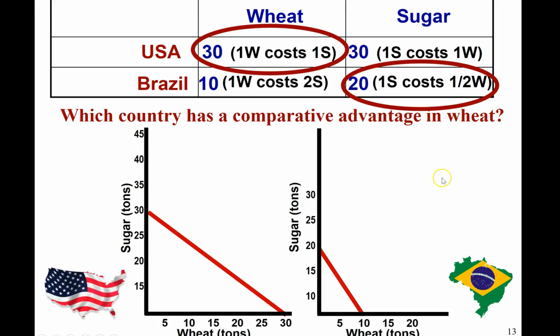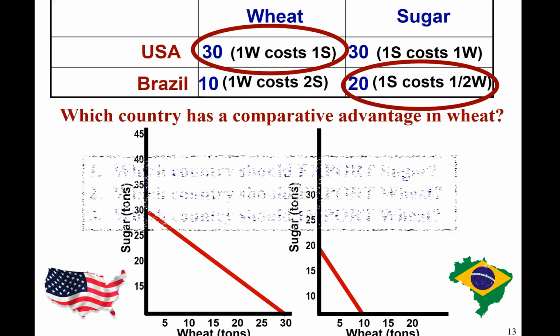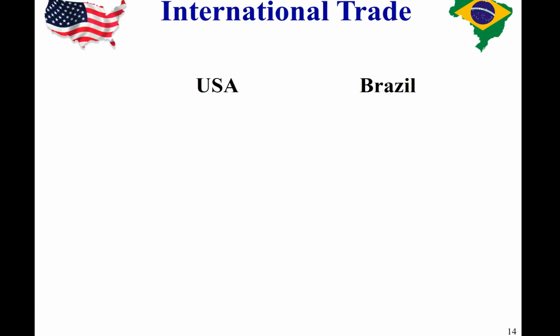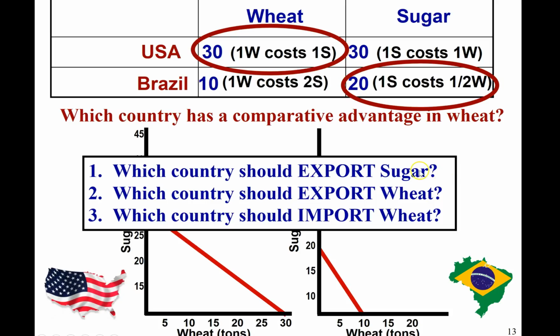The next concept is going to be the terms of trade. So I told you that the terms of trade for this exercise were 1 wheat for 1.5 sugar. That was what Brazil and the United States agreed to, right? 1.5 sugar for 1 wheat. Let me show you where that came from, and then we'll do a little more elaboration on the terms of trade. The terms of trade fall between the opportunity costs. So for 1 wheat, the 1 wheat should cost for the country importing it somewhere between 1 and 2 sugars.